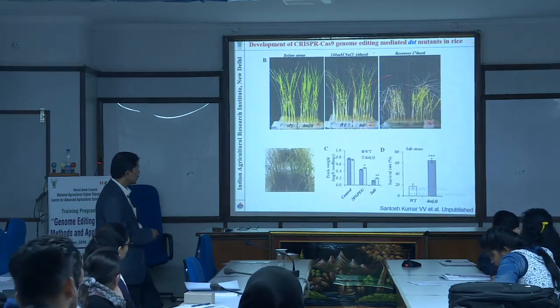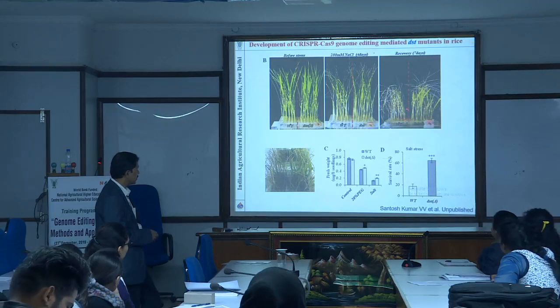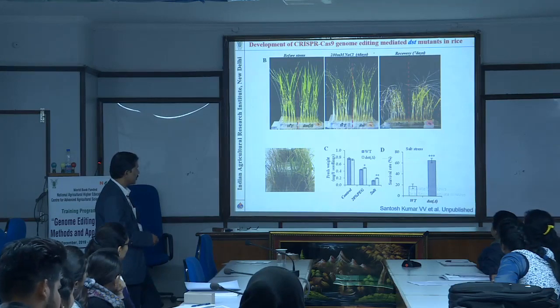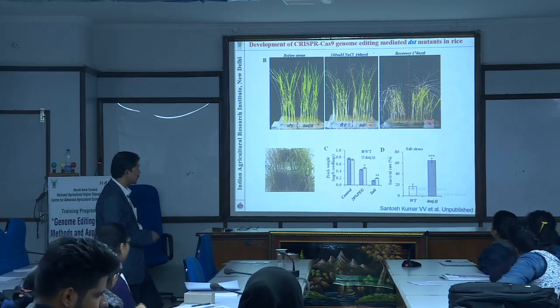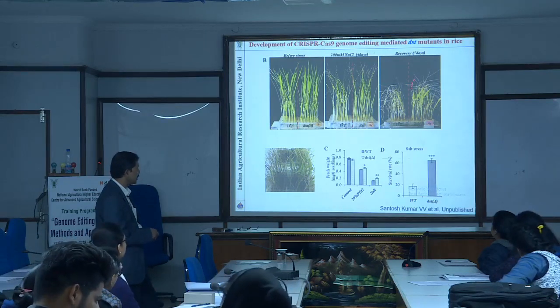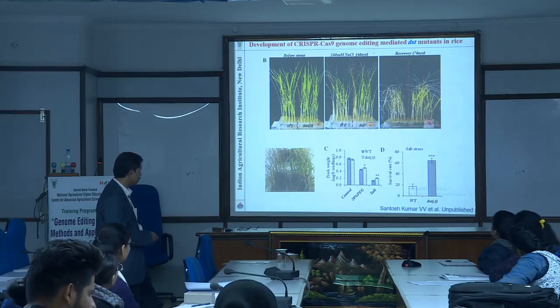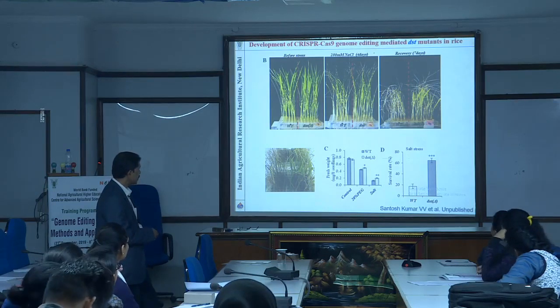And then the salt stress in the seedling stage we have tested so far. So it gives a very high salt stress. This is 200 millimolar salt, which is very high for rice. The wild type plants died, whereas these seedlings can tolerate the salt stress. So these are some of the results.